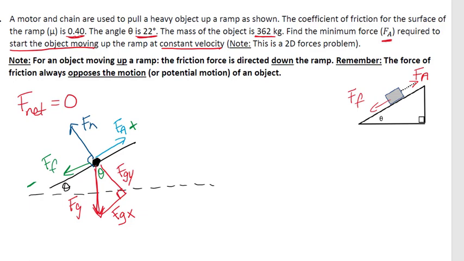If we want the minimum force required here, we need to find the net force. Remember, the net force is 0, but the reason we're gonna write out the net force is because the weight is two-dimensional. There's an angle here, so we can make our right triangle like we always do.